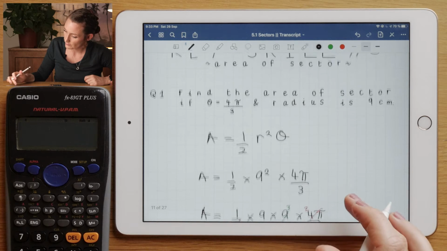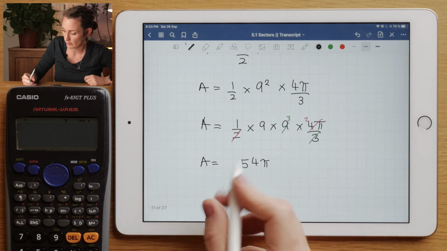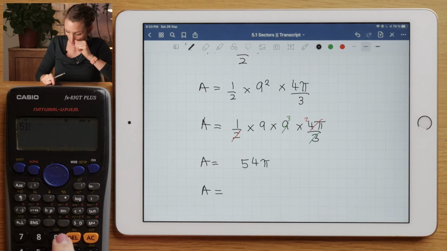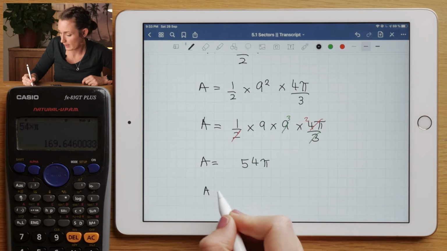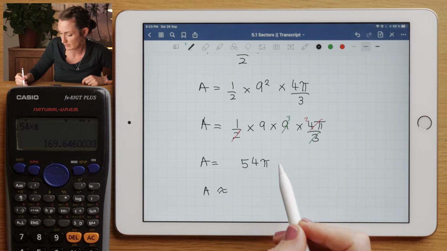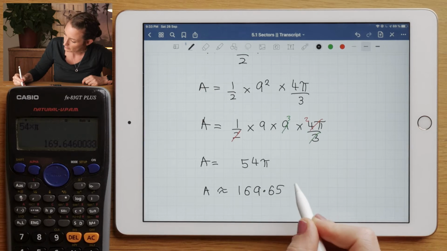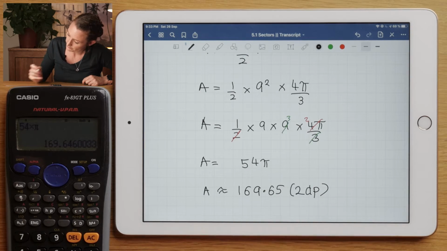They don't specify a degree for accuracy, so I would go for 2 decimal places. So I would write A is approximately equal, I've got my exact answer there, 169.65 to 2 decimal places.